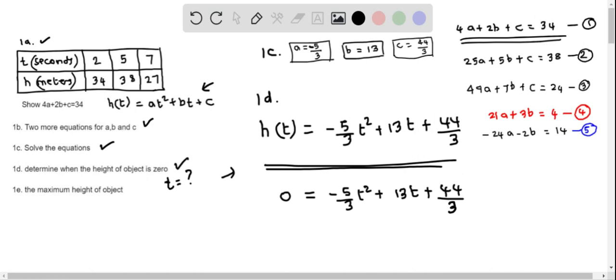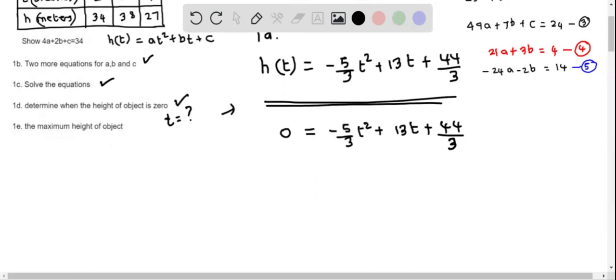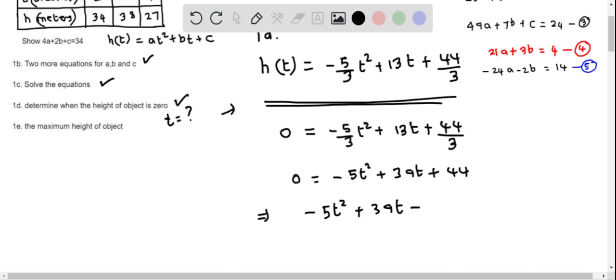So this is basically a quadratic equation where we have to find the values of t. That is, we have to find the roots of this quadratic equation. So first let me multiply all the terms by 3 so that I can remove the fraction or the denominator. So when I do that I get 0 equals minus 5t squared plus 13 times of 3, which is 39t, plus 44. So this can be rewritten as negative 5t squared plus 39t plus 44 equal to 0.